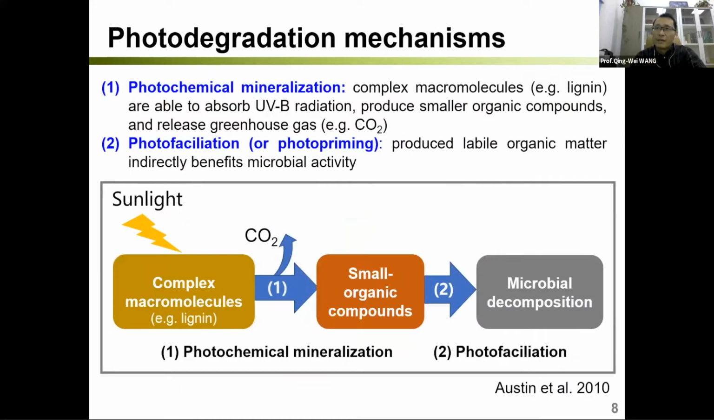For photodegradation mechanisms, in brief, sunlight can directly break down complex macromolecules, such as lignin, into small organic compounds. And this process releases greenhouse gas. Small organic compounds can also indirectly benefit microbial decomposition. The former process is called photochemical mineralization, and the latter photofacilitation or photopriming.